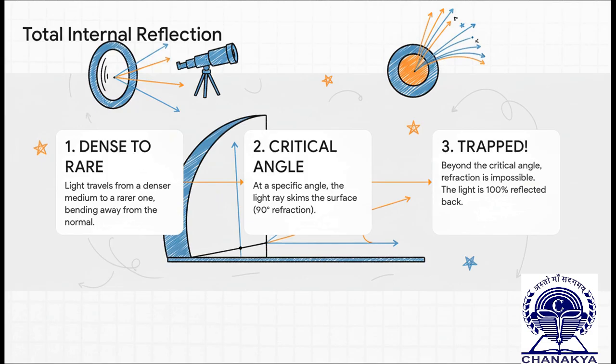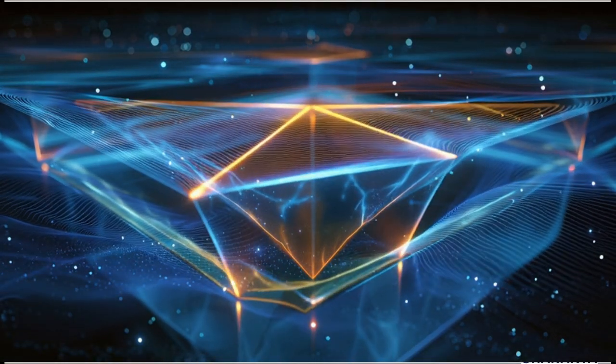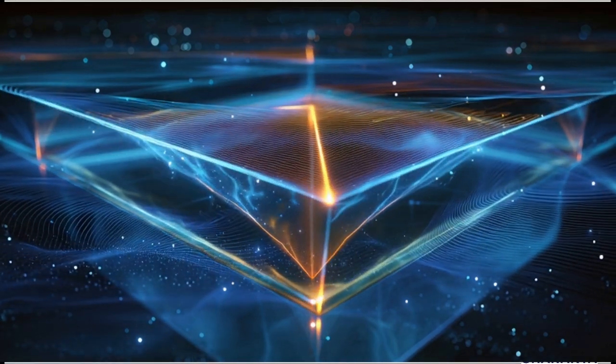Second, as we increase the angle that the light hits the surface, it bends more and more until it hits what's called the critical angle, and at that point, it skims right along the surface. Now for the magic. If you increase the angle just a tiny bit more, the light can't get out at all. It's trapped. It reflects perfectly back inside, as if the surface were a flawless mirror.